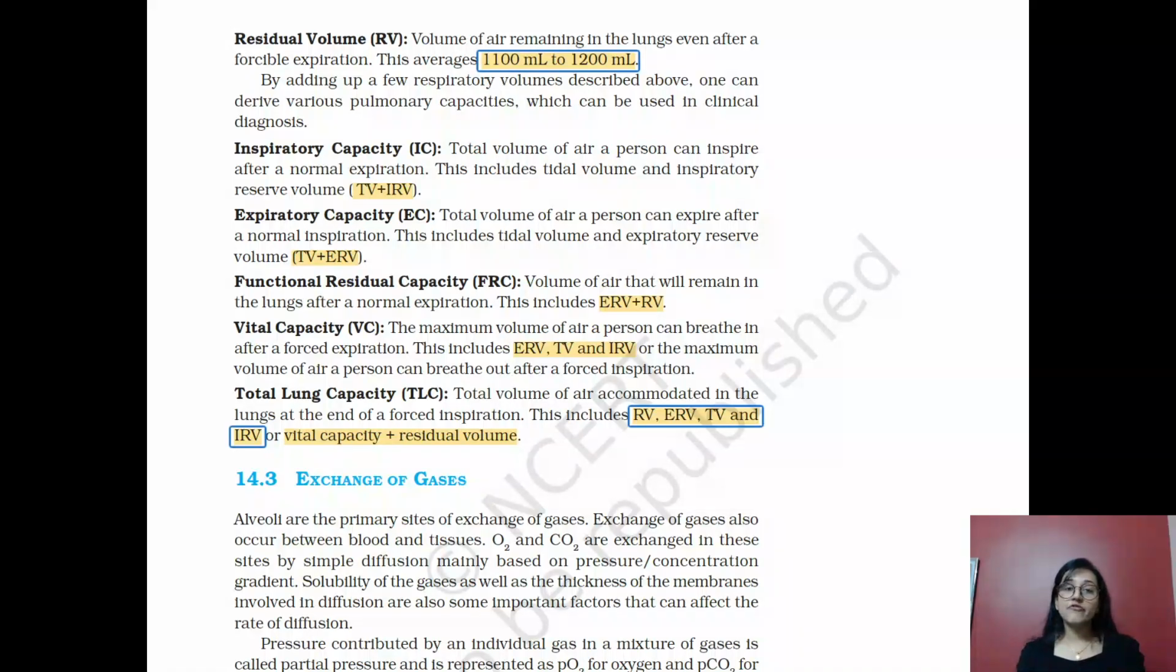So these are the four basic lung volumes which we have learned. First one is tidal volume, then inspiratory reserve volume, then expiratory reserve volume, then residual volume. Residual volume is that volume of air which always remains within our lungs. Like after forceful expiration, we cannot expire more. So this volume of air is always there in the lungs.